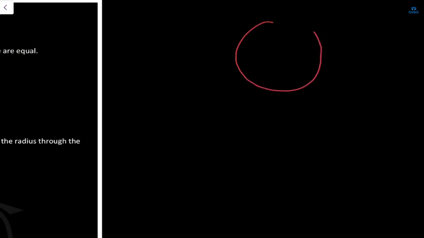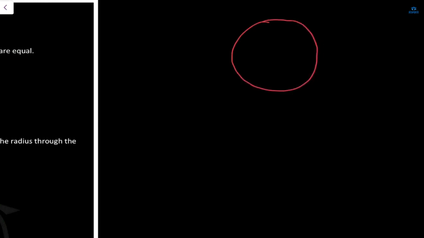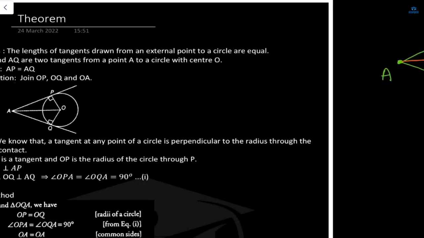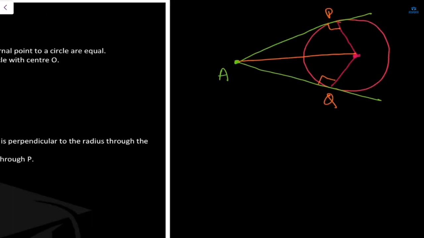This is the circle. These are the two tangents. This is point A. Now it should be the center actually. Sorry, I did it wrong. I'm naming it the same. What is this one? Now, if you see, we have to prove that.